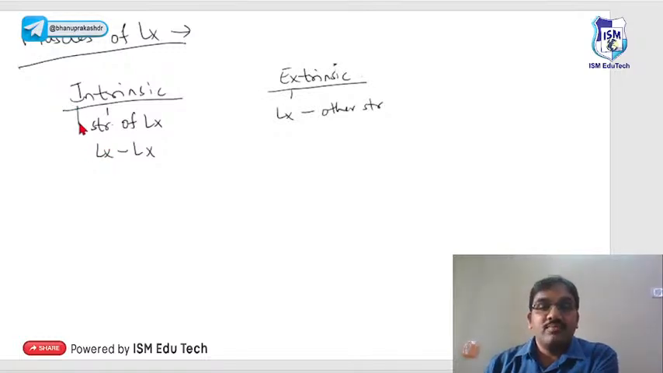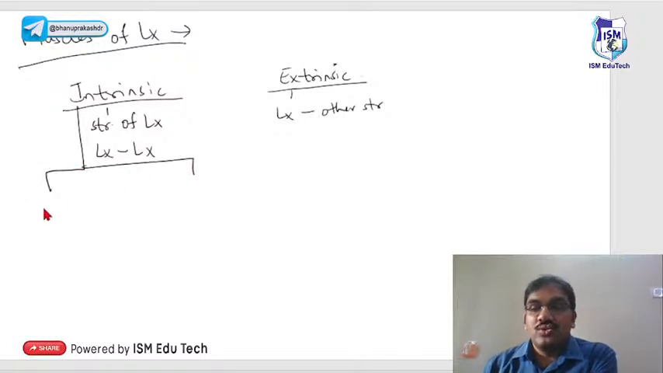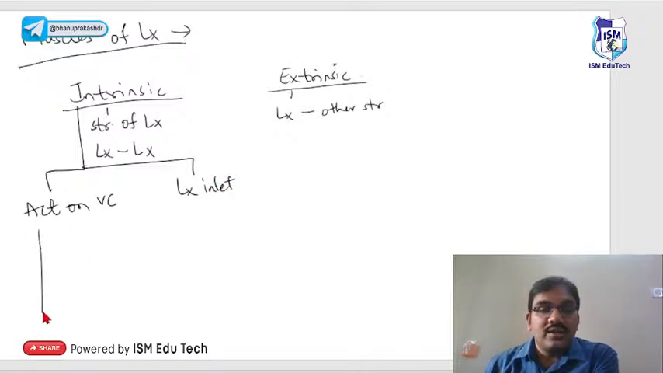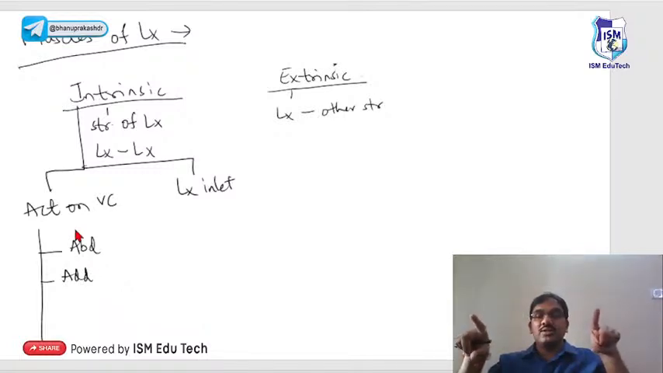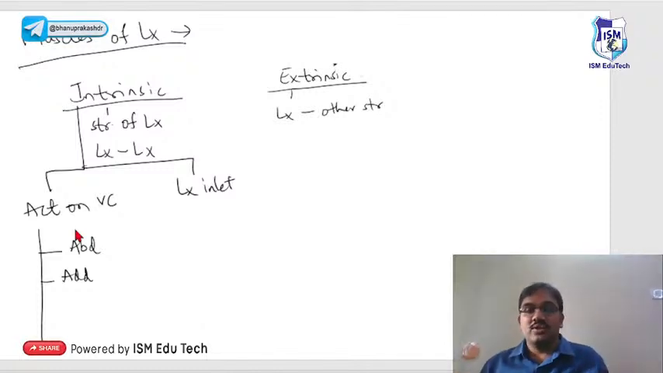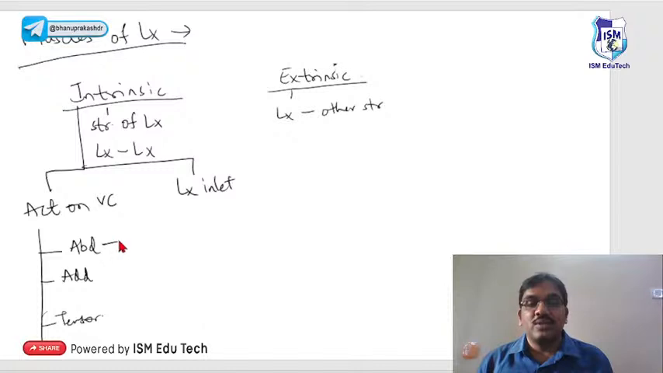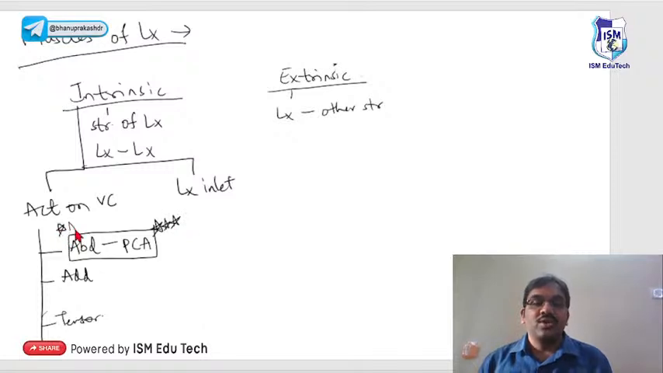Again, intrinsic muscles of the larynx have two divisions: those that act on the vocal cord, and those that act on the laryngeal inlet. Your vocal cord has three different types of movements: abduction, lateral movement; adduction, inward movement; and tensor, getting constricted. So what exactly is the abductor muscle? The posterior cricoarytenoid is the only abductor of the vocal cords. Remember this point, a very important MCQ.